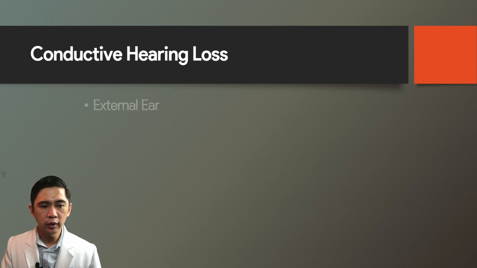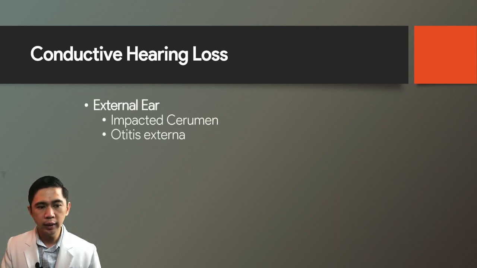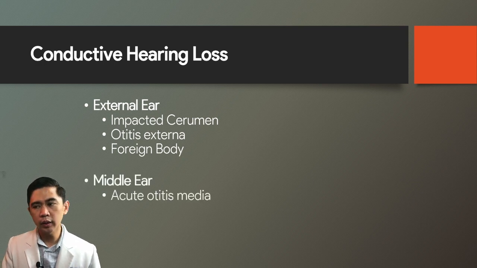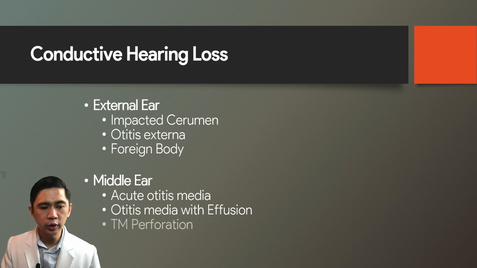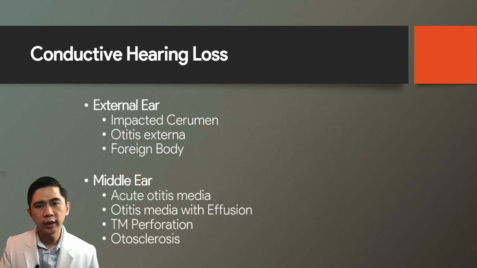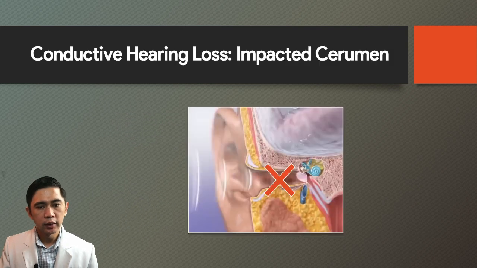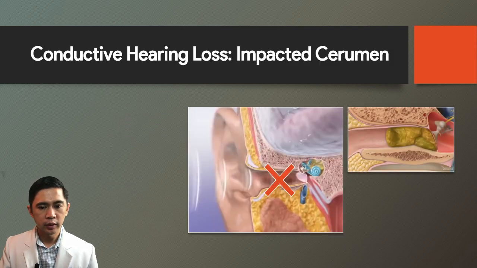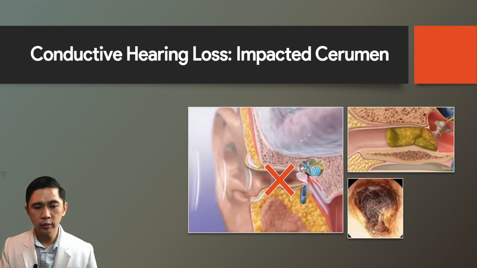Examples of conductive hearing loss are impacted cerumen, otitis externa, and foreign body, and in the middle ear it includes acute otitis media, otitis media with effusion, tympanic membrane perforation, and otosclerosis. So let's discuss the pathophysiology of the different kinds of conductive hearing loss. Impacted cerumen. If you see in this image, sound waves cannot enter and reach the eardrum because of an impacted cerumen, or a solidified earwax, just like this one.